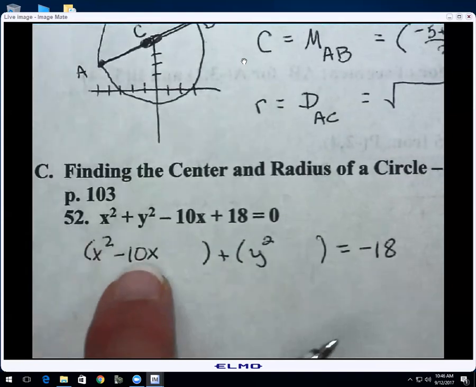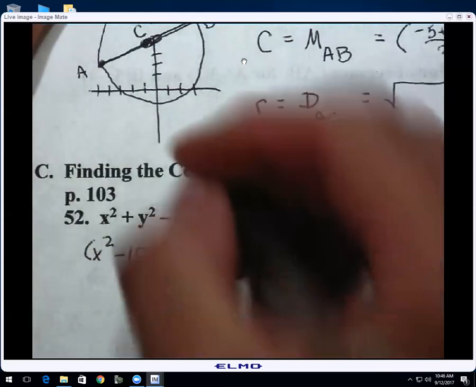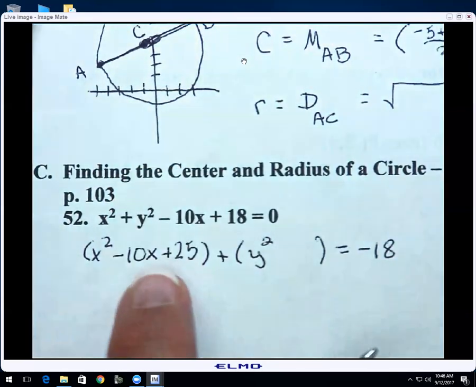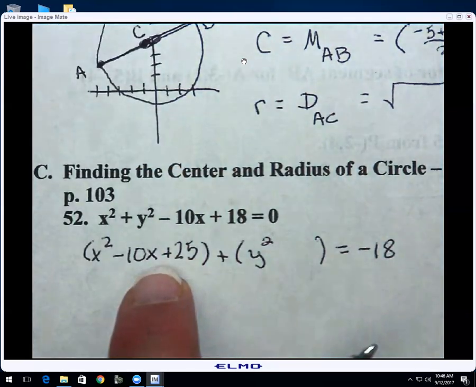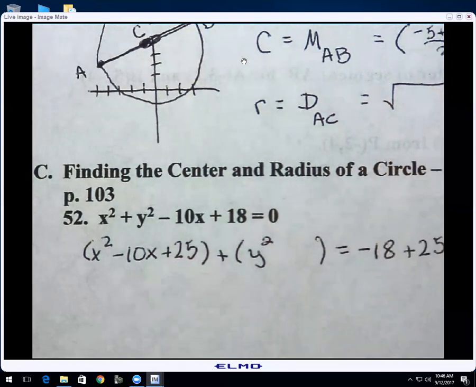What would I have to add to complete the square on the x's? Half of 10 is 5, 5 squared is 25. I can't go around just adding 25s whenever I feel like it. If I have an equation and add 25 to the left-hand side, what do I have to do to get an equivalent equation? The same thing, add 25 to the right-hand side.